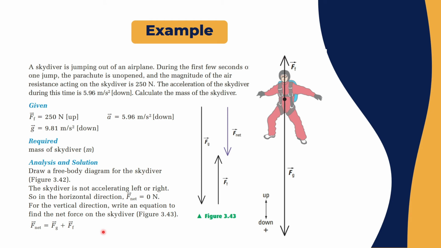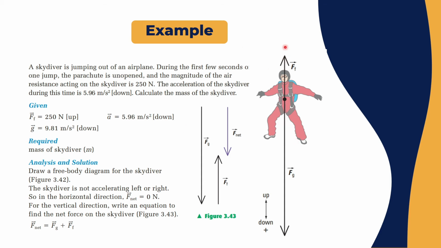Let's take another example. We have a skydiver jumping out of an airplane. During the first few seconds, the parachute is unopened. The magnitude of air resistance acting on the skydiver was 250 newtons. The acceleration of the skydiver during this time was 5.96 meters per second squared down. Find the mass of the skydiver.